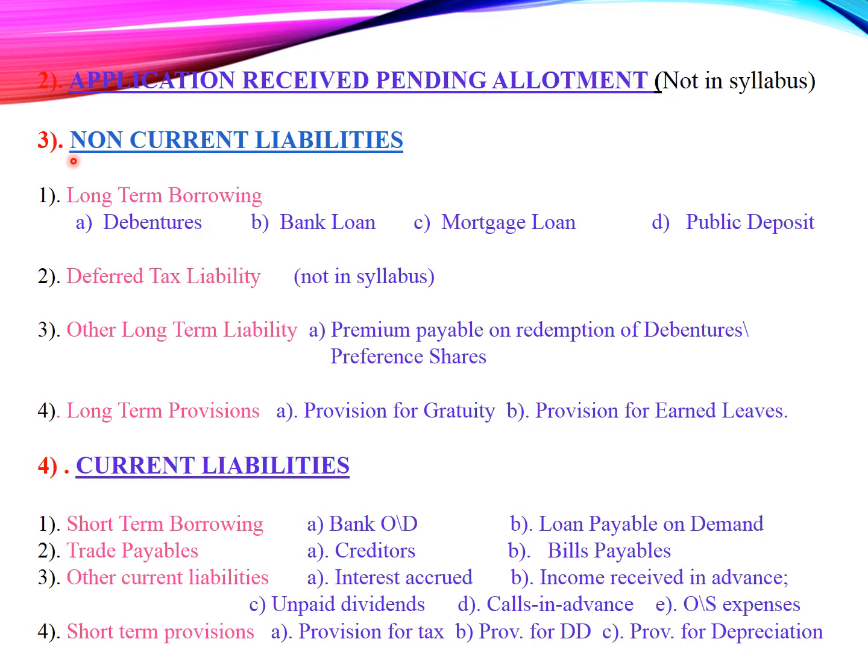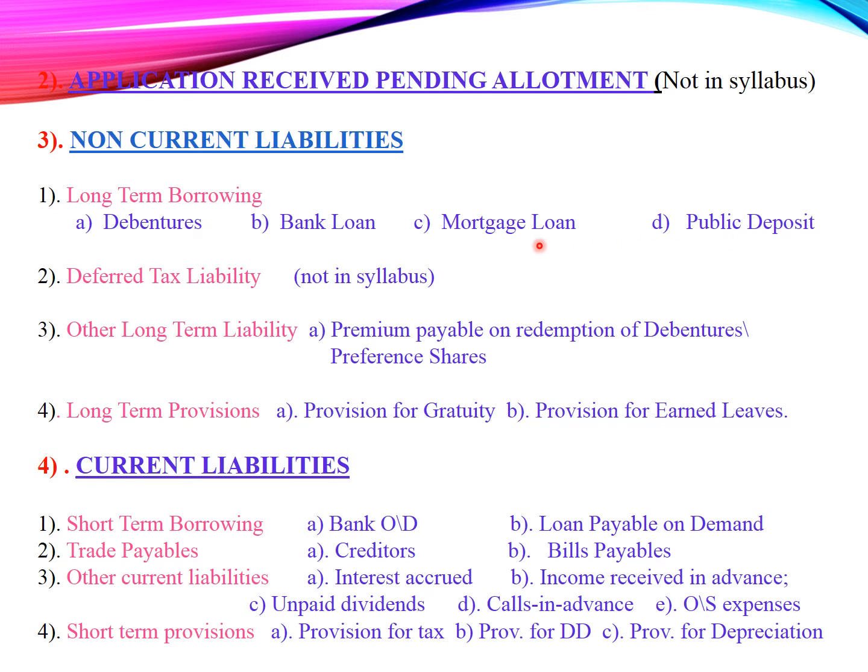एक साल से ऊपर, more than 12 months के जो operating cycle की liabilities हैं, that all are put under the title non-current liabilities. Non-current liabilities have further four subheadings. First subheading is long-term borrowings. Long-term borrowings include broadly these four items: debentures, bank loan, mortgage loan, and public deposit. Broadly, these four items are shown under the title of long-term borrowings.